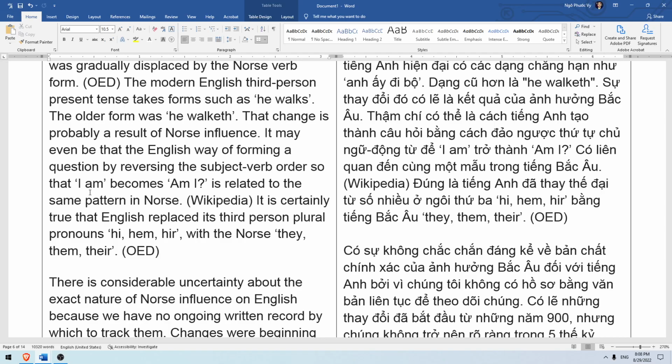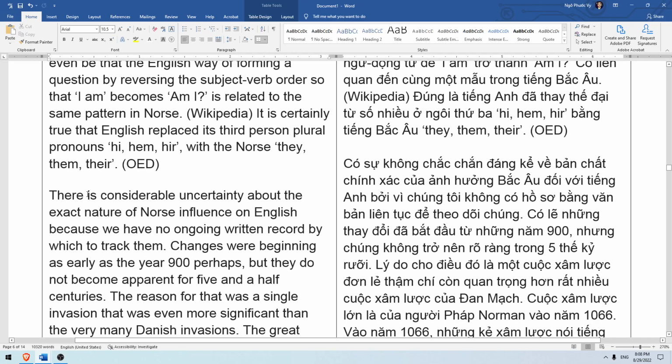It may even be that the English way of forming a question by reversing the subject verb order, so that I am becomes am I, is related to the same pattern in Norse. It is certainly true that English replaced its third person plural pronouns with the Norse they, them, their.